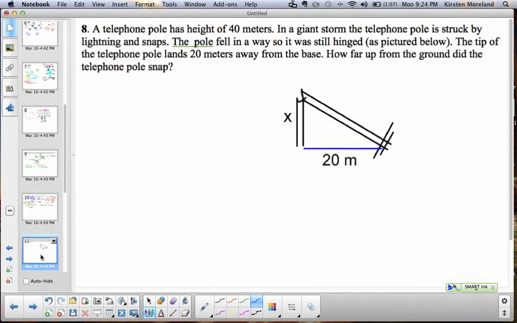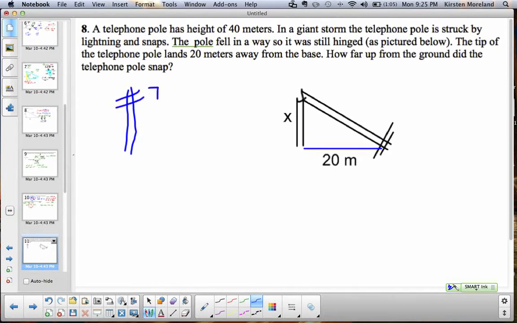Right, and now we get to the infamous problem that involves algebra. So a telephone pole has a height of 40 meters. In a giant storm, the telephone pole is struck by lightning and snaps. The pole fell in a way so it is still hinged as pictured below, and the tip of the telephone pole lands 20 meters away from the base. So I want to find out how high up did it break. I know that this is 20 meters down here, but I don't know what the hypotenuse is. So think about the telephone pole.